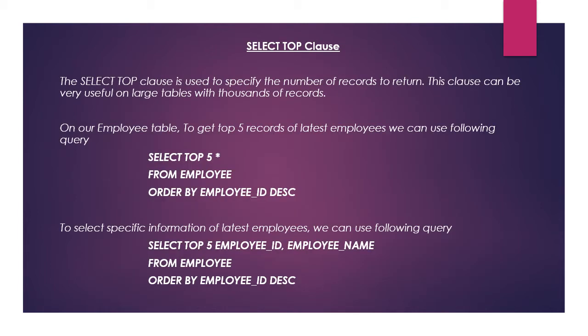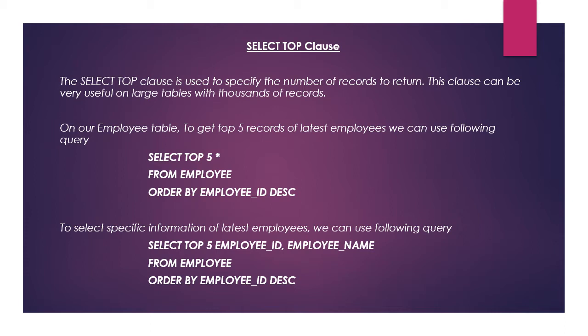Next, we move to the first topic in the list, that is top clause. The select top clause is used to specify the number of records to return. This clause can be very useful on large tables with thousands of records. Means when our table contains a large number of records and we want to access some of the records from that table, we use select top clause.